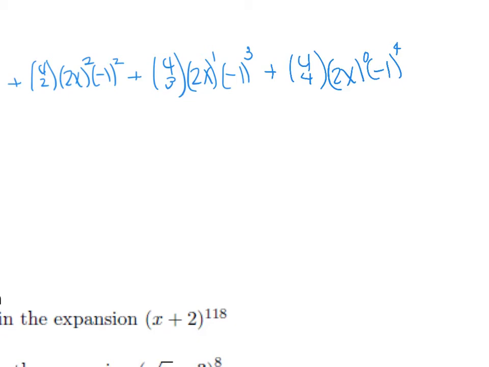What do you notice about my powers? What do you notice about these powers and these powers and these powers? They always add up to 4. So it always adds up to whatever your expansion is. So if you're expanding out to the power of 7, those exponents have to add up to 7.